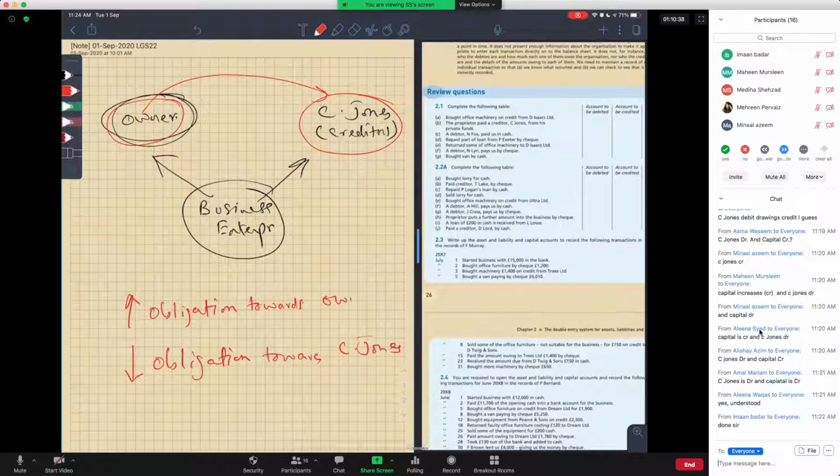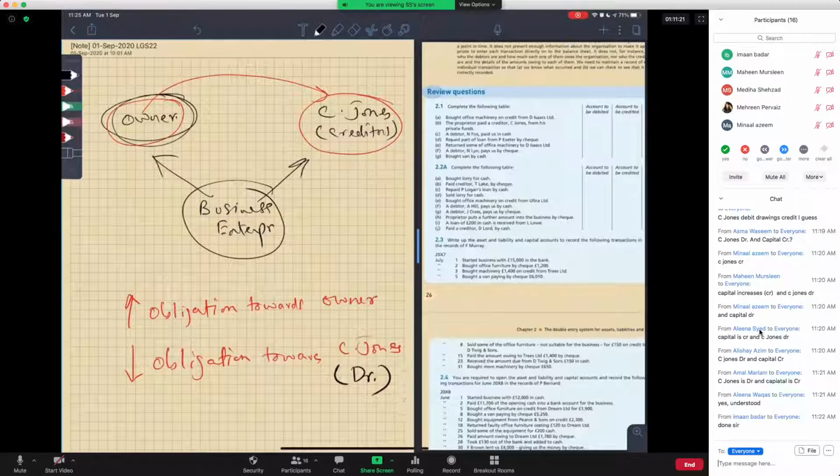So if we break this transaction down into a simpler analysis, our simpler analysis simply means looking at what effect is happening on assets or obligations. For now, our analysis is just going to restrict to assets and obligations. We haven't really discussed the expenditure part. So in this case, you can simplify this transaction: your obligation towards the owner is increasing and your obligation towards C. Jones is decreasing. Why is your obligation towards C. Jones decreasing? Because C. Jones' debt has been settled. That's why this part is going to be debited, right?